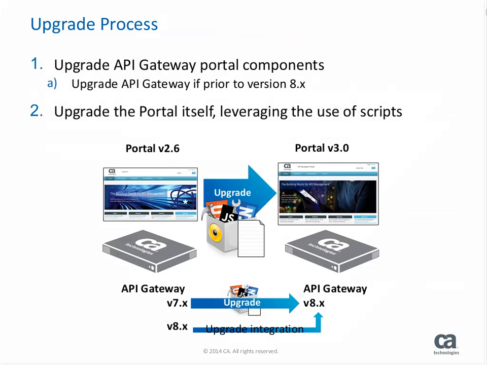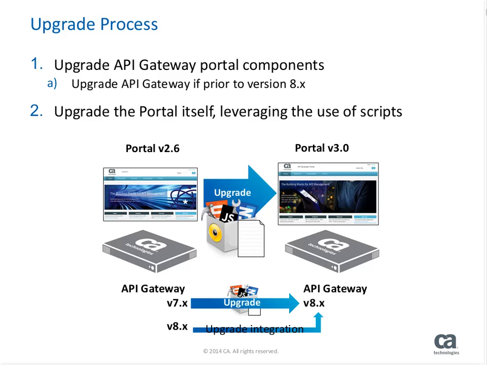You've got to upgrade that API gateway from a previous version to 8.x, or if you're already running an 8.0, 8.1, or 8.2, what we need to do is upgrade the integration components that are on the gateway to make it work with 3.0. Very simple, just log in and upload or replace the existing integration components with what you've got in the new package that's been given to you.